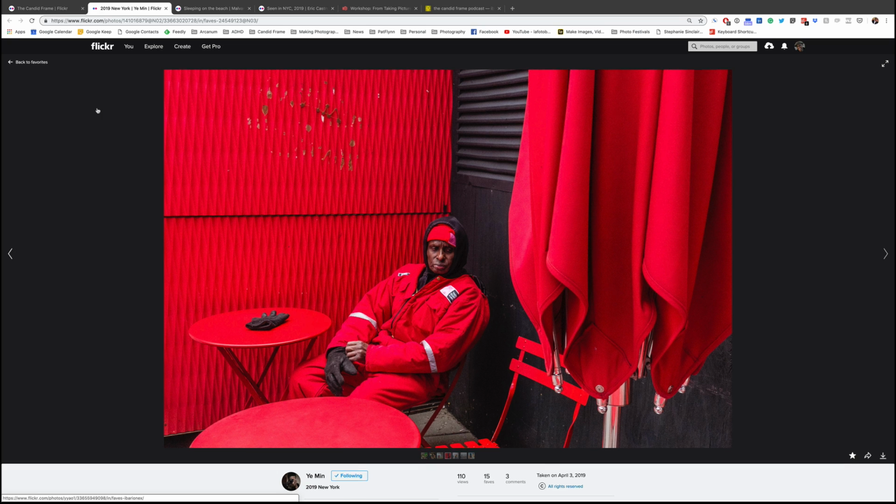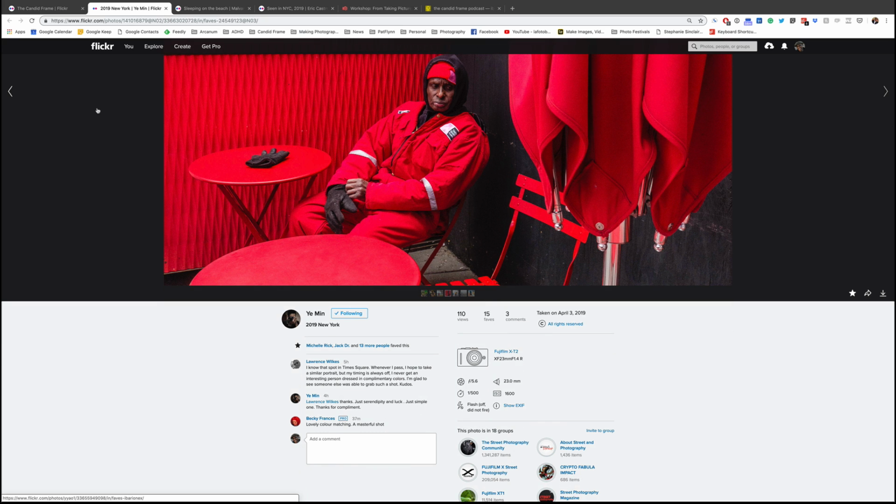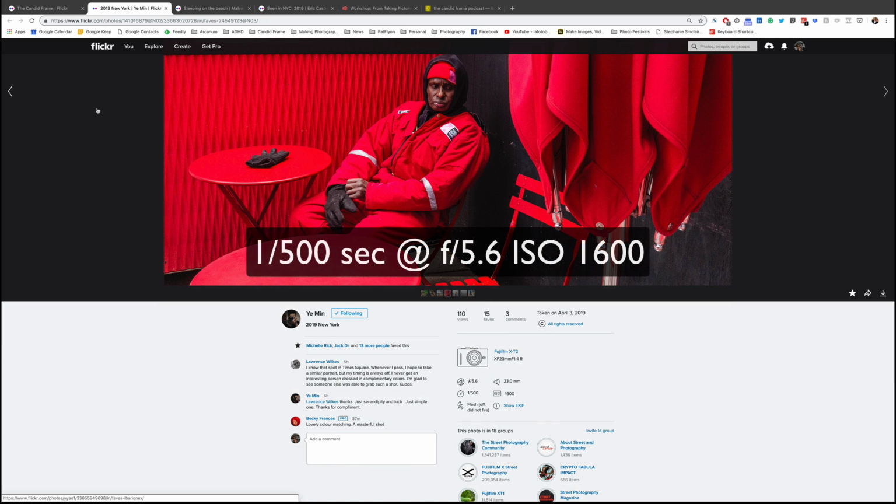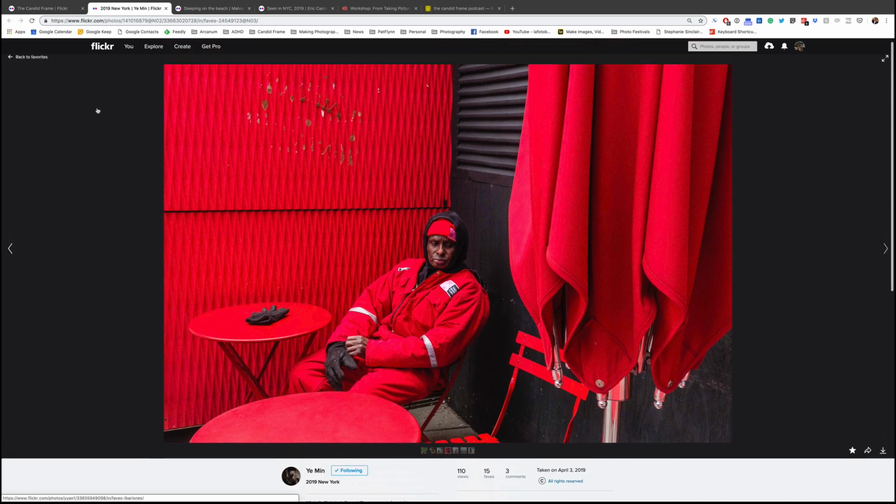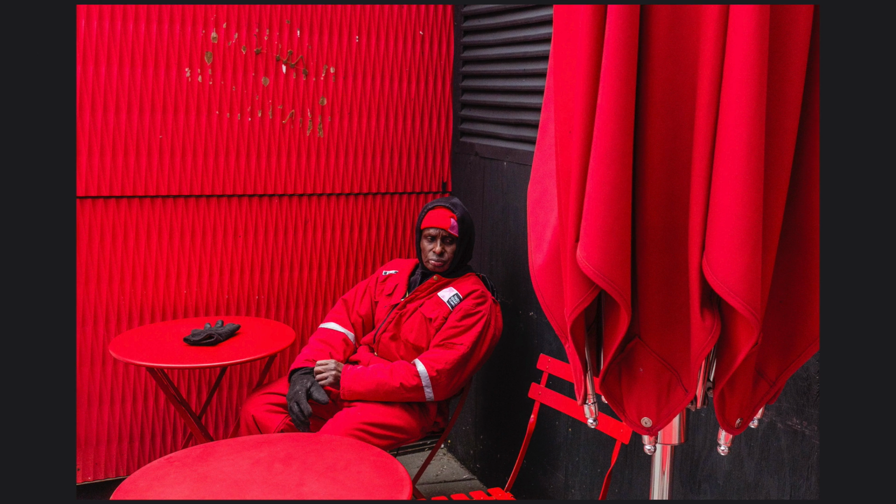Here we have a shot by Ye Min. This was created with a Fujifilm X-T2 at 1/500th of a second, f/5.6, ISO 1600. Now, as a color image, this image is quite striking because of the repetition of red throughout the frame. We have the umbrella on the right-hand side, we have the chairs, the tables, the wall, and we have the outfit that this worker here is wearing, his jacket and even the knit cap that he wears underneath his hood.